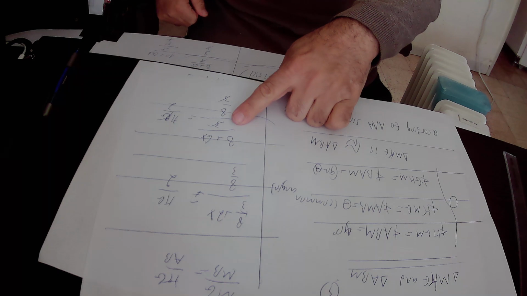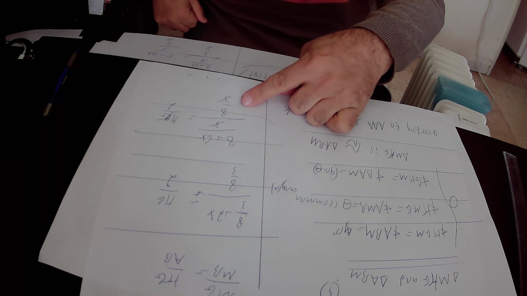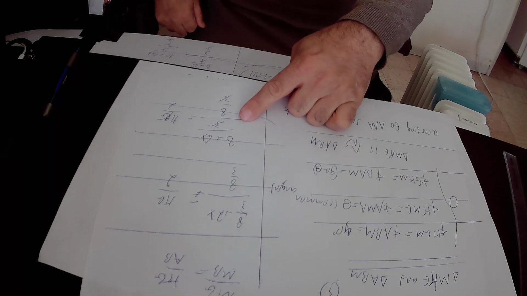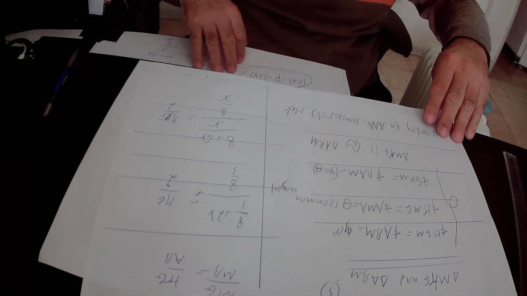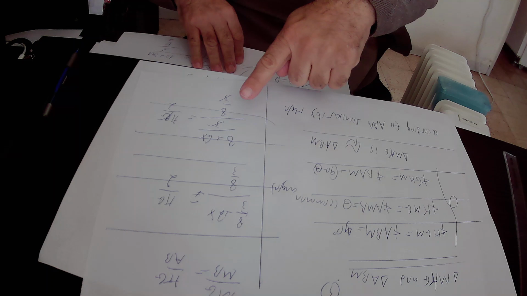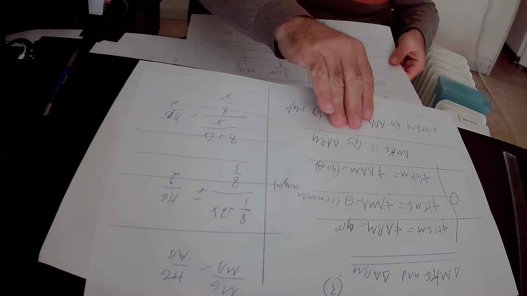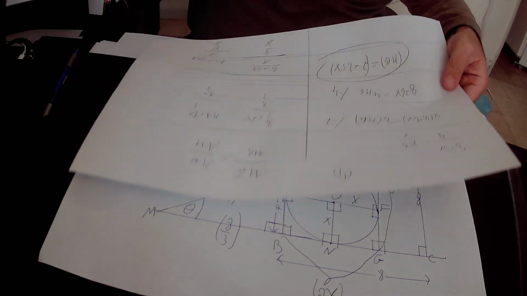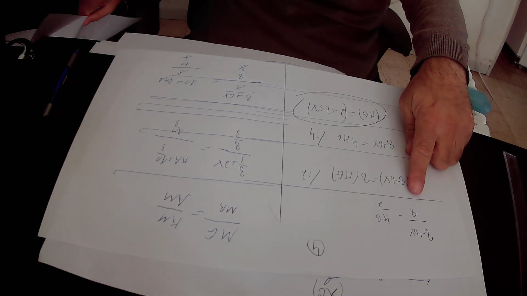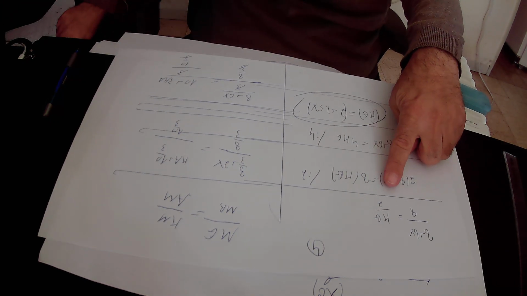Here we have 3 in the numerator and 3 in the denominator, so 3 will get cancelled. What is left from this equation after we cancelled 3? We have 8 plus 6x over 8 on this side of the equation. We have 8 plus 6x over 8 equals kg over 2.